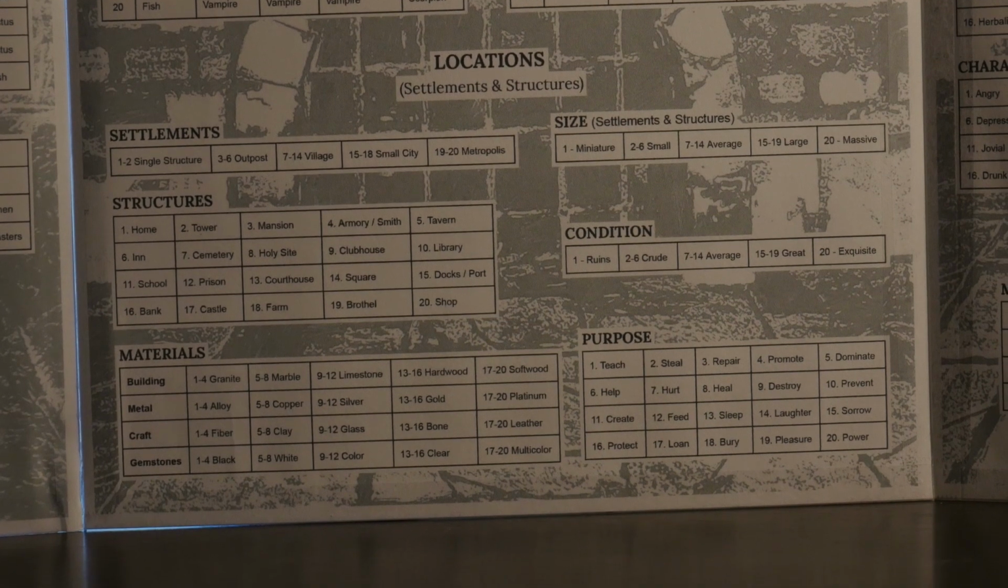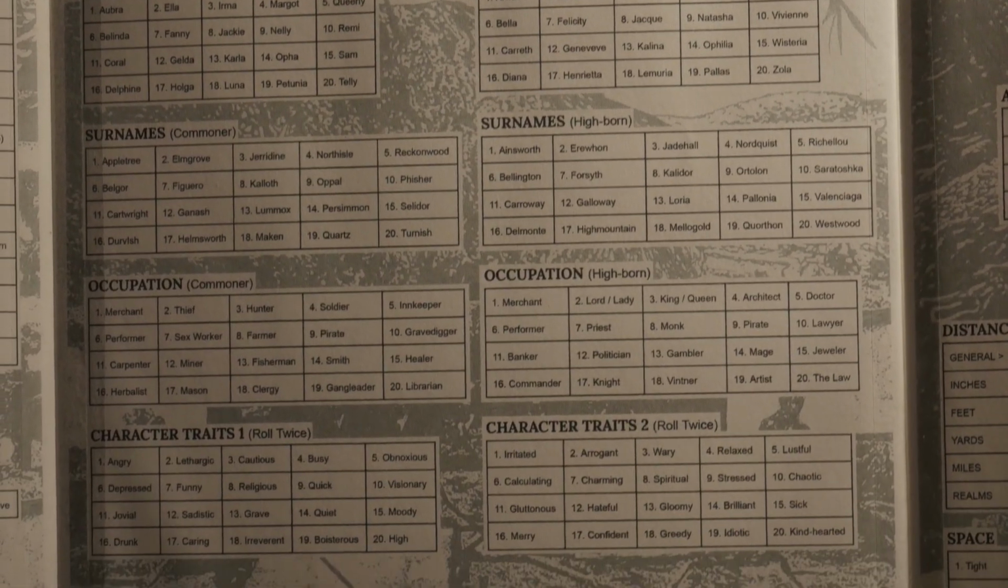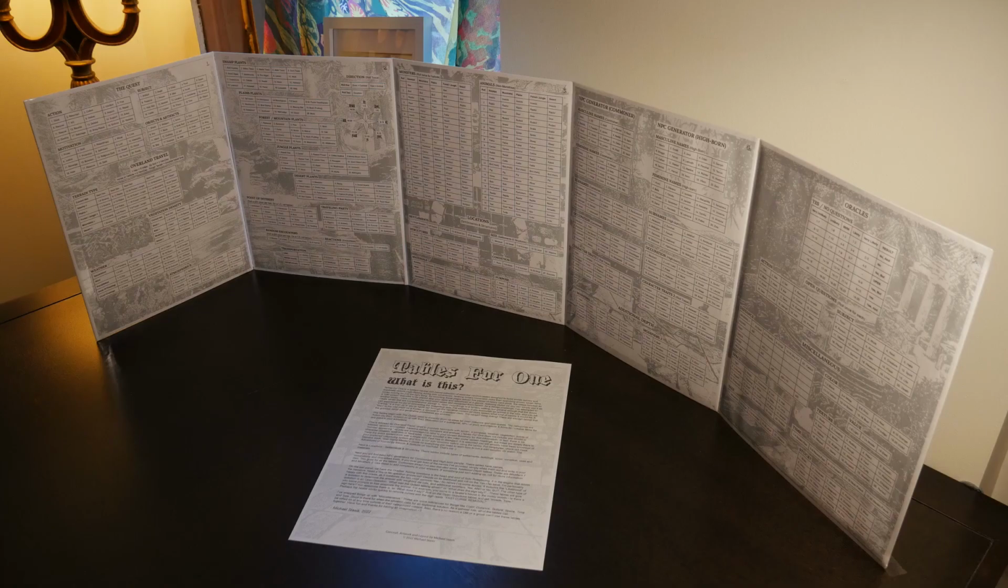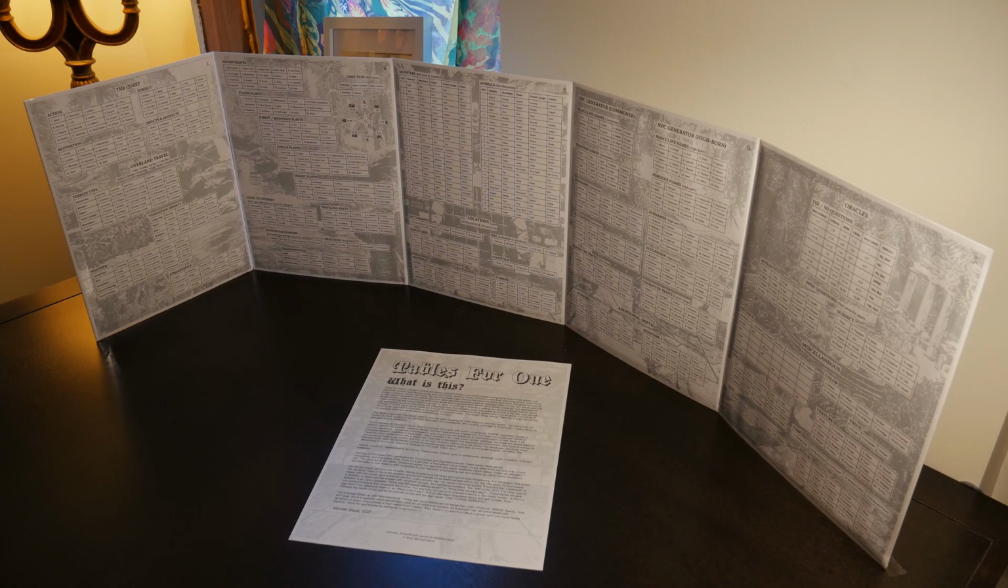Next is locations, settlements, and structures. These tables include types of settlements, buildings, size, condition, uses, and materials. Next, you will find easy NPC generators for commoners and highborn people. These tables have names, occupations, and character traits. If you ever get tired of the names I've provided, simply white them out and write in your own. This goes for all the tables. Customize away. I've also included some additional depth tables. These are modifiers 1 and modifiers 2. Use these to add complexity to your answers. If something just isn't adding up, roll for more information.